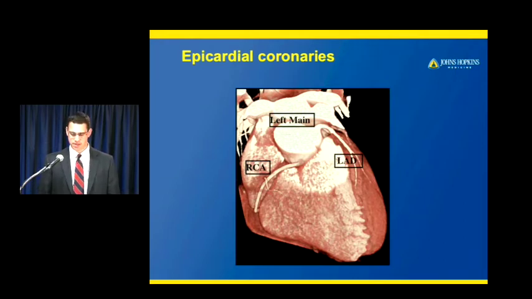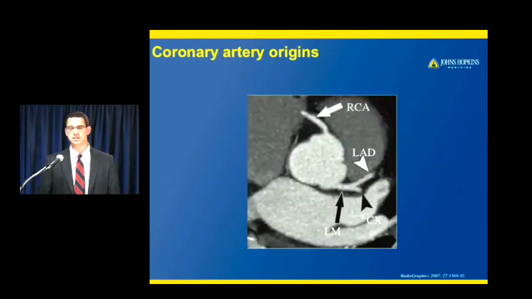And then the RCA we're going to see on the right side here, and that one comes off to the right and goes in this groove between what is the right atrium here and the right ventricle here. So let's talk about them in a little more detail. Actually, I'm sorry, first we're going to show the origins in a different view.